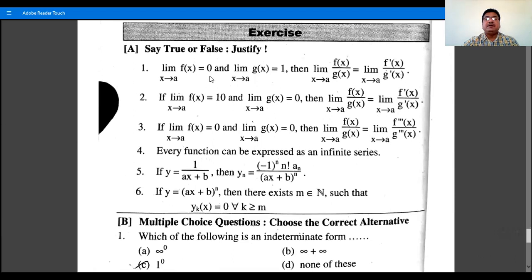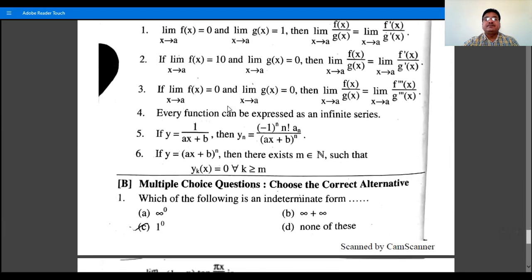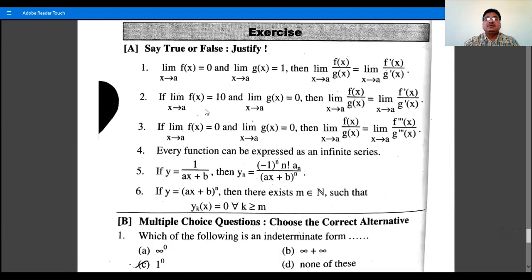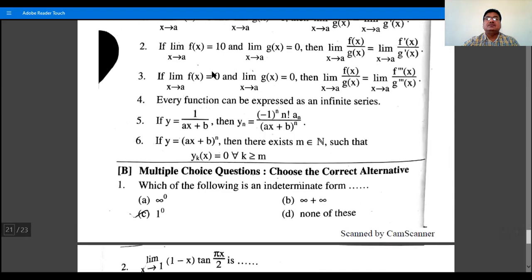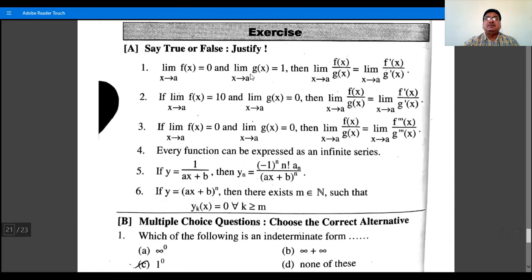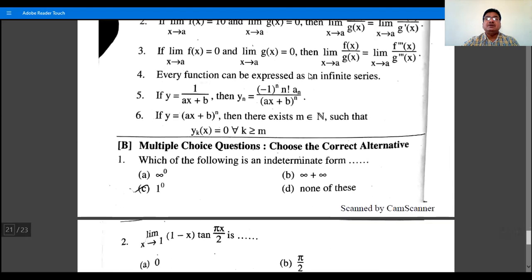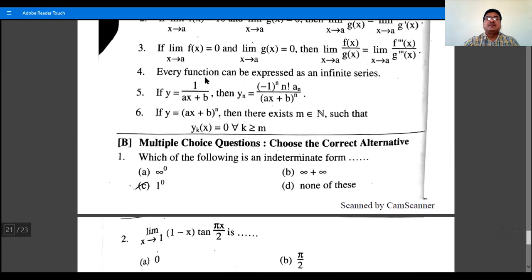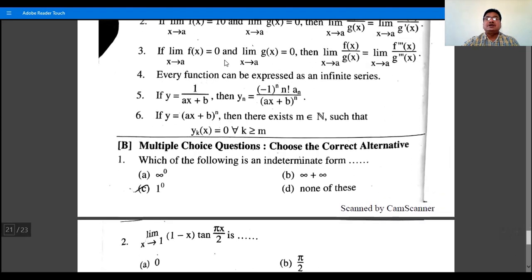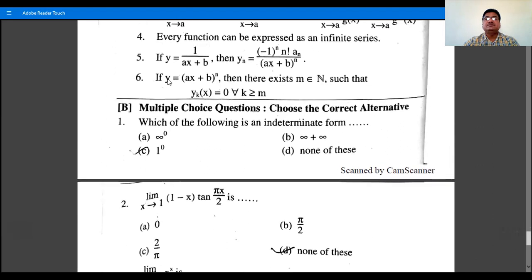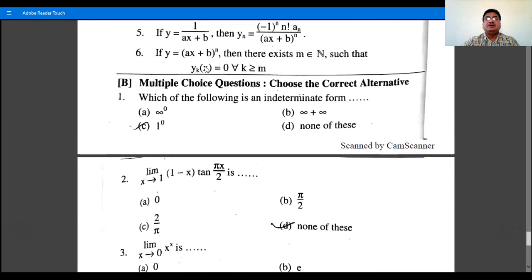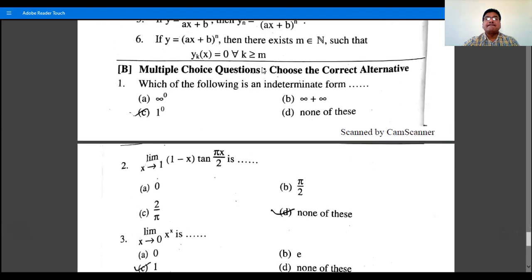If limit of f(x) is 0 and limit of g(x) is 1, then these 2 being equal is not possible. Because these are on L'Hospital's rule, this is a true statement, the third statement is true. Similarly, this is on the rule.